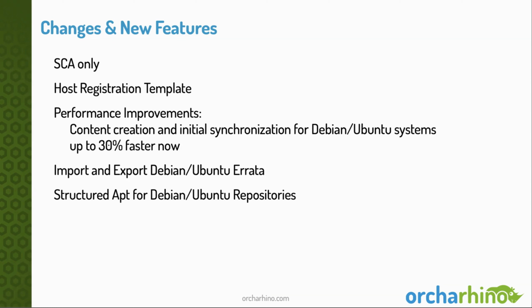Before structured apt, orcharhino provided all Debian and Ubuntu-based repositories using release default and component all. With structured apt, orcharhino now maps all repositories in the same way as they are provided by upstream.